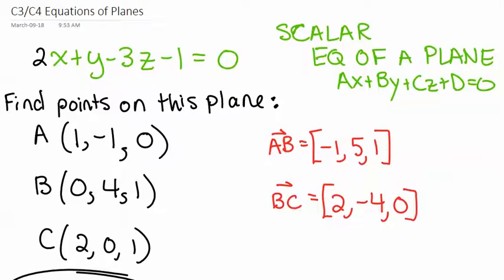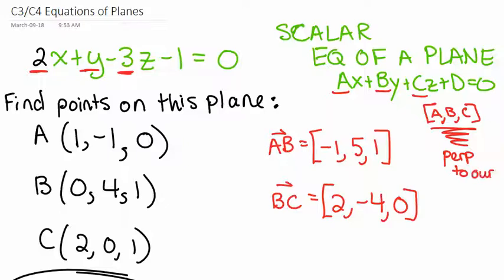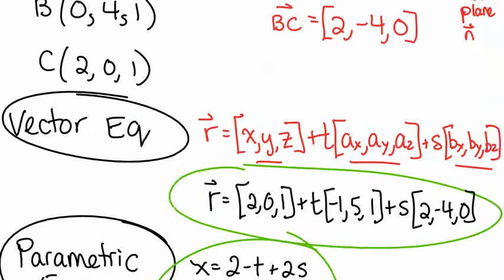we proved this thing in class, which was that if we created a vector A, B, C, it turns out that this vector is actually perpendicular to our plane. So we call it a normal vector, and it's perpendicular to the plane. So in order to create a scalar equation of a plane, you need to find a vector that's perpendicular to the plane, and then you'll know your A, B, and C coefficients.